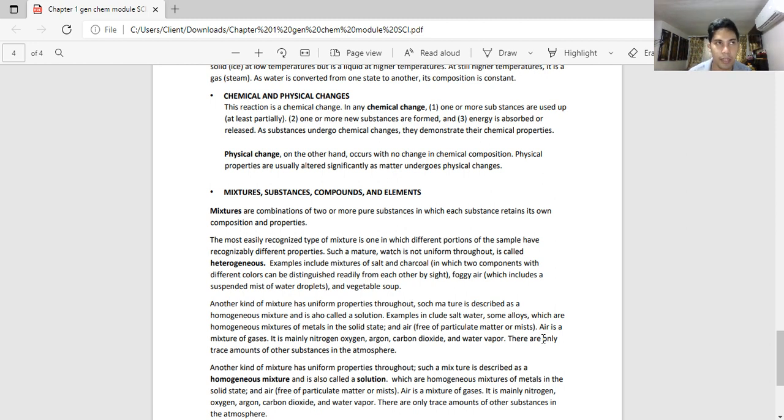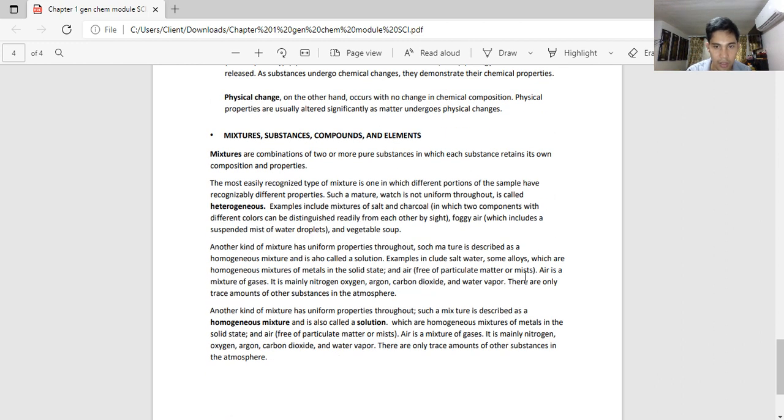Another homogeneous mixture or solution is where it stays the same, like when you mix water and vinegar. They have the same properties, the same liquid. Air is a mixture of gases, mainly nitrogen, oxygen, argon, carbon dioxide, and water vapor. There are only trace amounts of other substances in the atmosphere. Another kind of mixture has uniform properties throughout, described as a homogeneous mixture, also called your solution. It is repeated, the same as above.